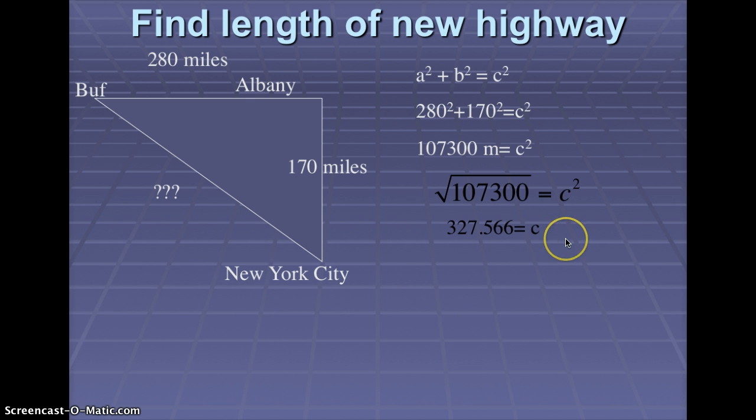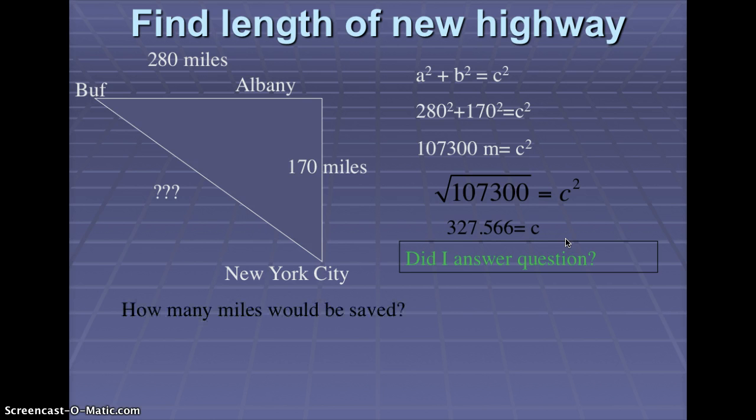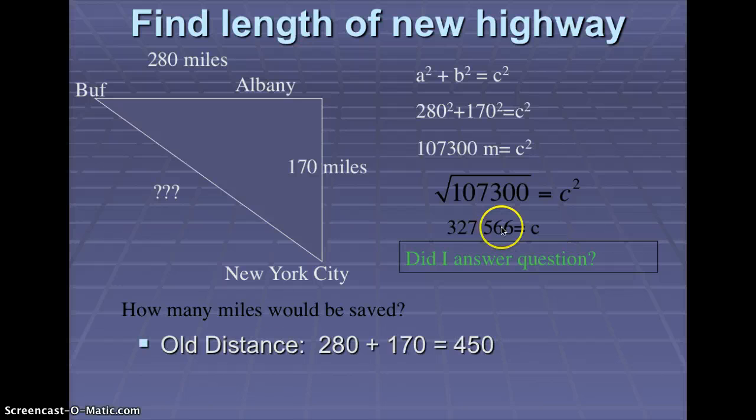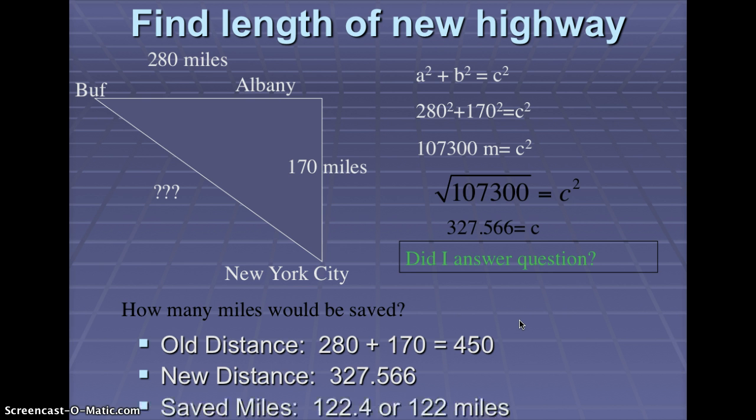Okay. The next thing we have to do is, did we answer our question? Well, the question was how many miles would be saved, not how many miles you traveled. So now we have to do a little bit more math. So the old distance took us 280 miles plus the 170 miles. So we used a total of 450 miles going the old distance. The new distance was 327.566 miles. So when we subtract them, we get that we saved about 122 miles.